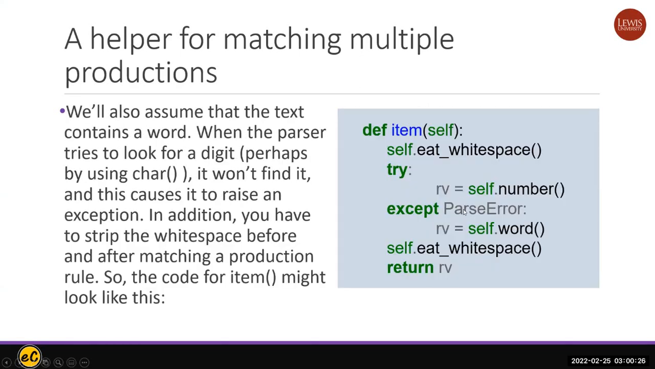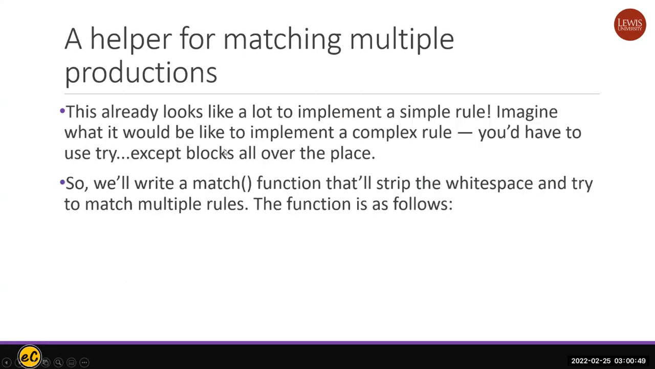On a parsing error, we will eat the white space. Eventually we will return the so-called RV. RV is a return value, the value you return after you evaluate the item. So item is a function, and you will do that.